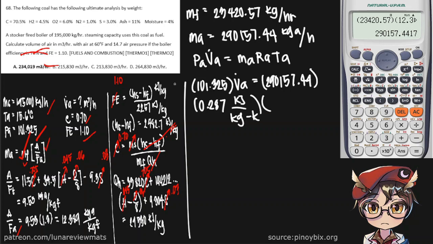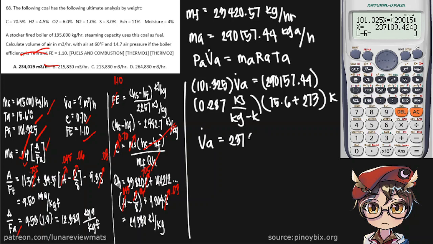So that means we need to convert our temperature of 15.6 C into Kelvin by adding 273, and that should be in Kelvin. All others are in the right units, so let's put that in our calc. Shift solve. And we do get a volume flow rate of around 237,000 cubic meters of air per hour. And that is our final answer.